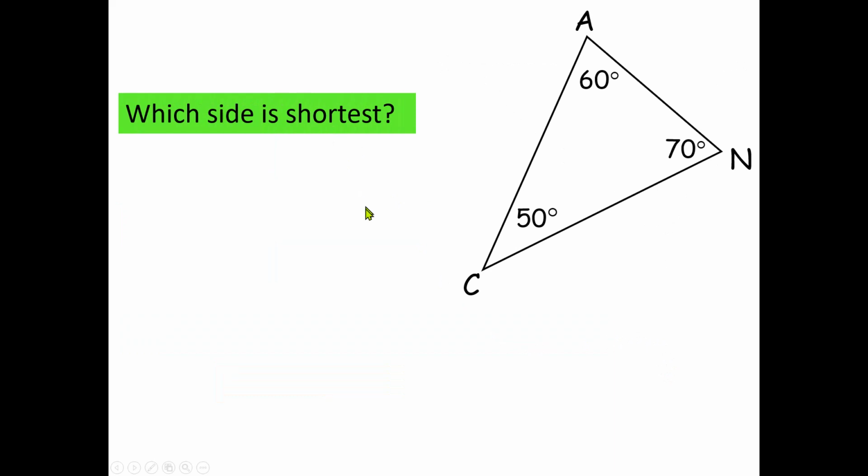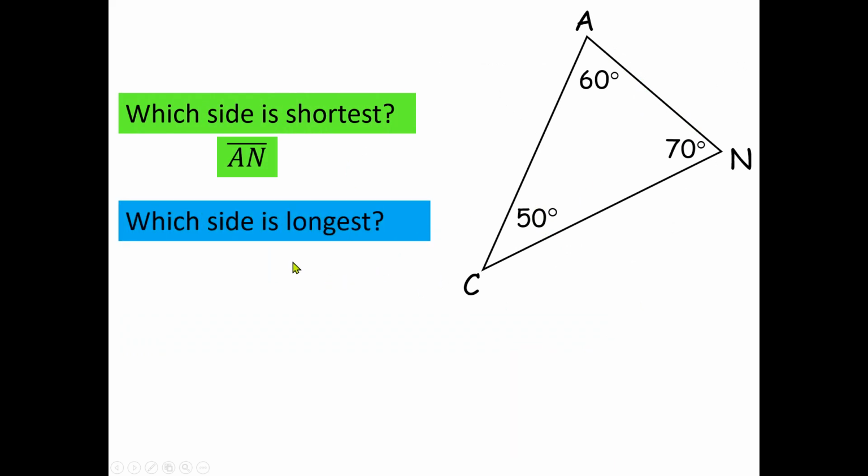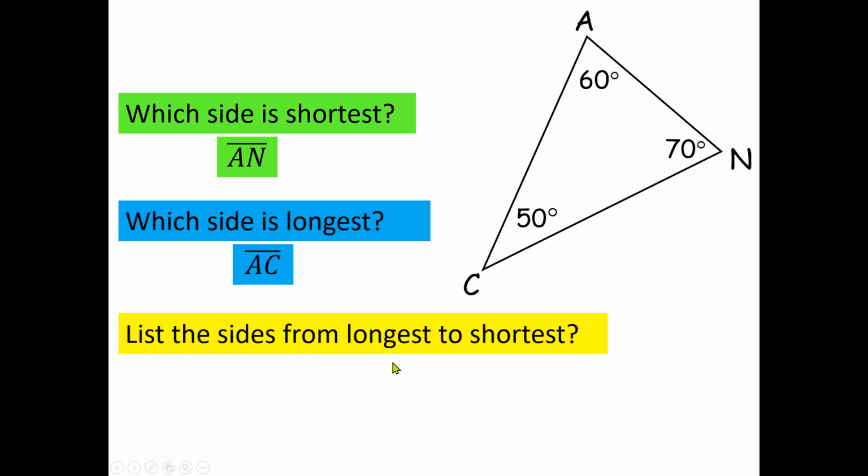Now which side is the shortest? The one that's across from the 50, so AN, right? This one. Which side is the longest? Across from the 70, so it's got to be AC, right? And then longest to shortest: this is the biggest, so the longest is AC, right? The medium is across from 60, so that would be CN, right? And then the smallest would have to be across from the 50, which is AN, right?